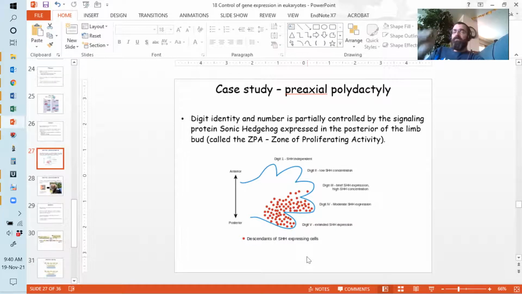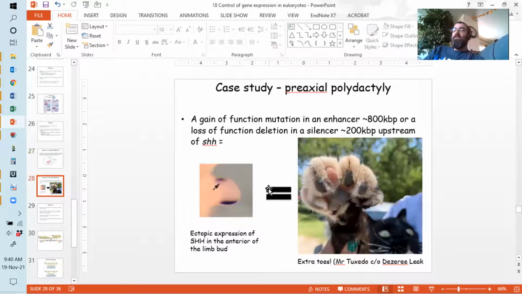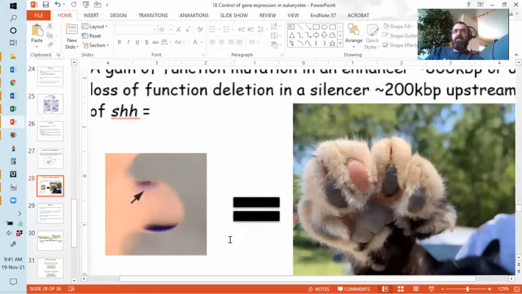Anyway, long story short, and it's a bit of a long story. Hopefully you're still there. If you mess up Sonic Hedgehog expression, you don't change the identity of those digits. You get more digits, right? And so essentially, if you either overactivate expression through what's called a gain of function mutation in an enhancer, and this is nearly a million base pairs away from the SHH gene, or you knock out a silencer, again a long way away, you get expression of, and this is, I think, a northern blot from memory, looking at mRNA levels, Sonic Hedgehog in the top of the limb bud, which you can see here. This is the limb bud, probably of a mouse, I'd guess.